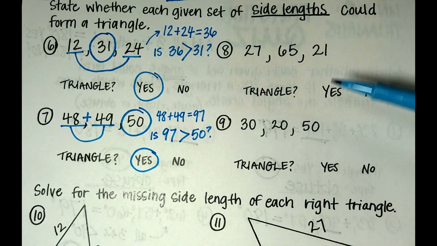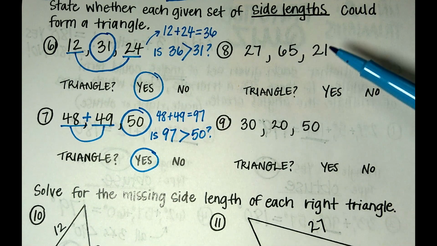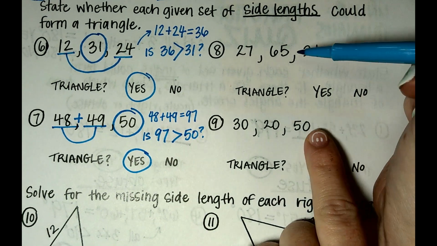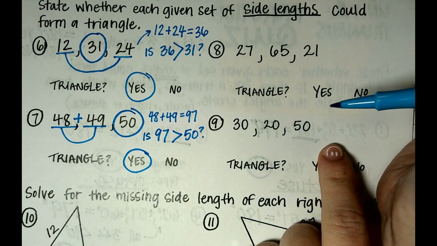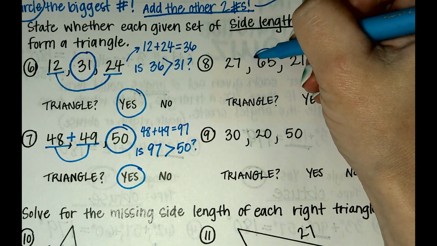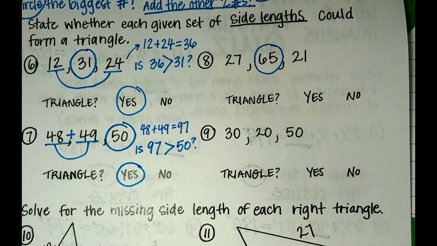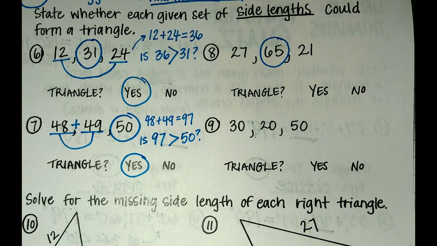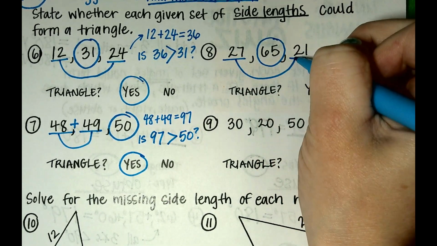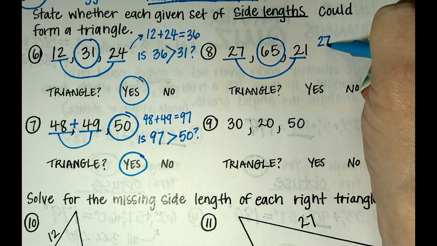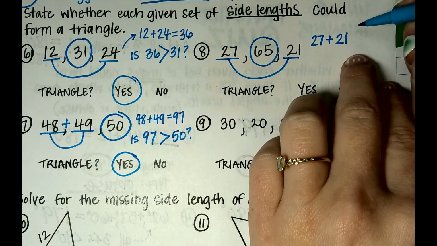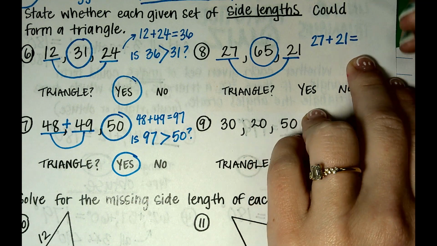Let's look at number 8. 27, 65, 21. Which side length is the biggest? 65. So we'll circle that. And what should I do with the other two sides? Add 27, 21 is going to be 48. Good. Add 27 plus 21, and that equals 48.